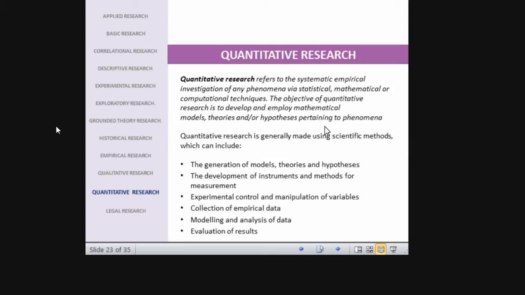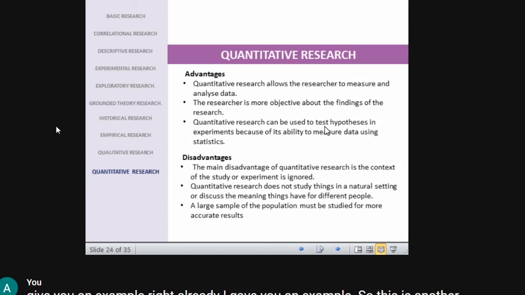It can be quantified. Your whole evaluation of 4 semesters can be quantified into a single number, right? Percentage based on the 4 semesters, they are quantifying it in terms of average. So that is your average marks of all the semesters. That one measure can be used to assess your performance. Okay, so that can be quantified. It is a systematic empirical investigation via statistical and mathematical techniques. Okay, it is to develop and employ mathematical models, theories, and hypotheses pertaining to the phenomena. It allows the researcher to measure and analyze data. When the data is a number, it is easy to analyze.